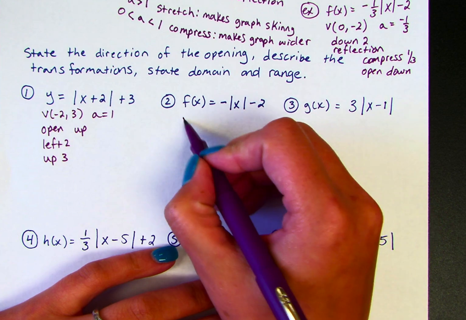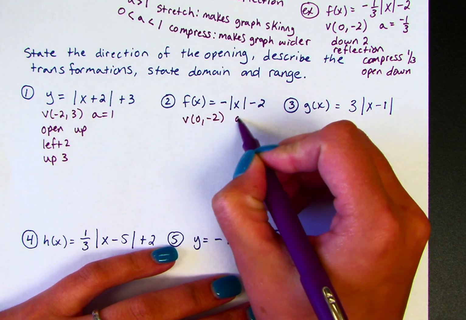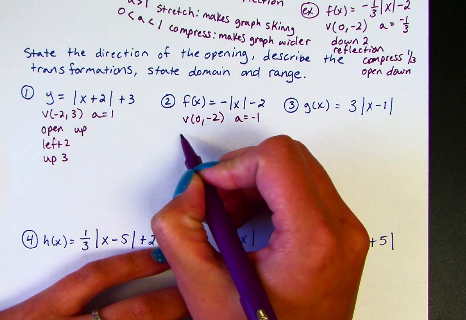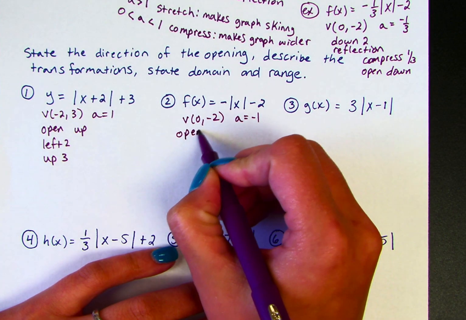All right, so vertex is 0, -2, and I have a slope of -1. Because my slope is negative, this is going to open down.